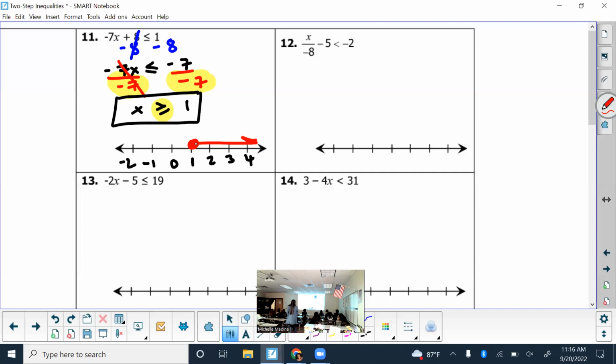To the right is correct, because we're saying that X is greater than or equal to 1. So like 2 is greater than or equal to 1. 4 is greater than or equal to 1. That's the direction where X is greater. Make sense?